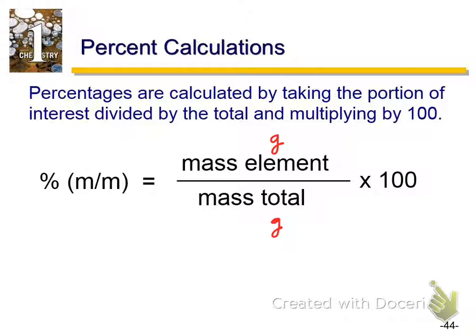If we were to figure out the percent females in this room, what would we do? Count how many females there are. Divide by the total number of people. And then multiply by 100. That's all we're doing here, except rather than people, we've got mass. We've got grams. It could be pounds over pounds. It doesn't matter what the units are. They just need to be the same, okay?